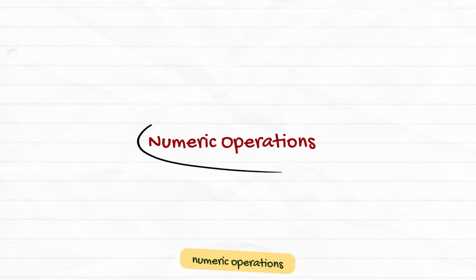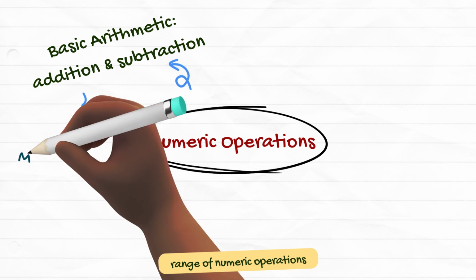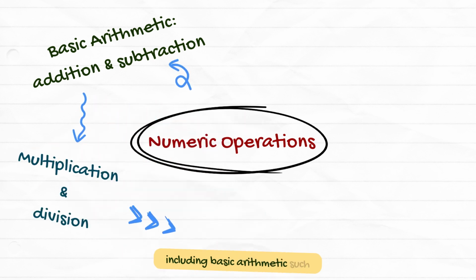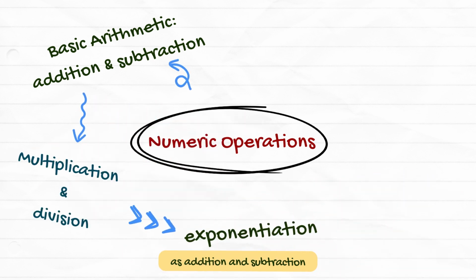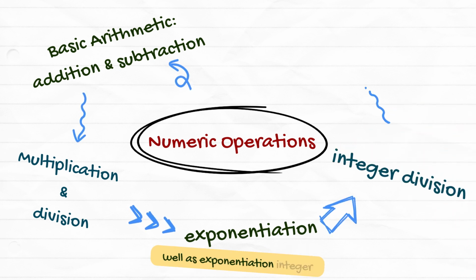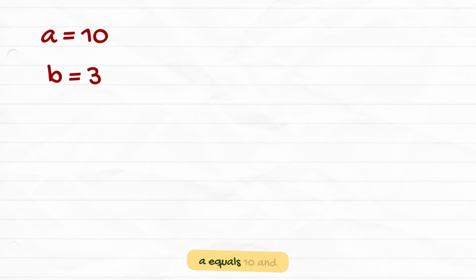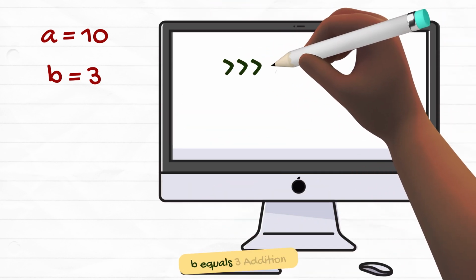Numeric operations. Python supports a wide range of numeric operations, including basic arithmetic such as addition, subtraction, multiplication and division, as well as exponentiation, integer division, and modulus, remainder, operations. Let's assign two values, a equals 10 and b equals 3.